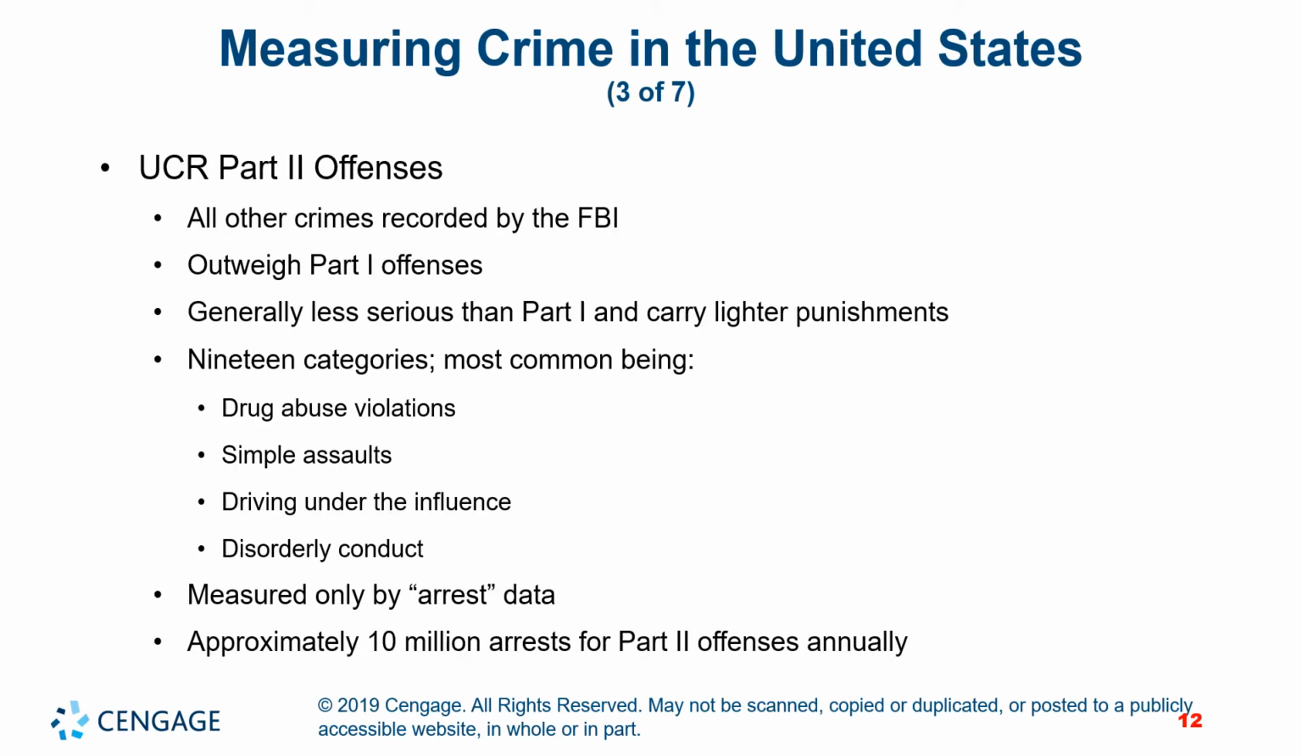UCR Part 2 offenses are all other crimes recorded by the FBI. They outweigh Part 1 offenses because they are more numerous, but they are generally less serious than Part 1 and therefore carry lighter punishments. There are 19 categories, but the most common are drug use violations, simple assault, driving under the influence, and disorderly conduct. They're measured only by arrest data. There are approximately 10 million arrests for Part 2 offenses annually.